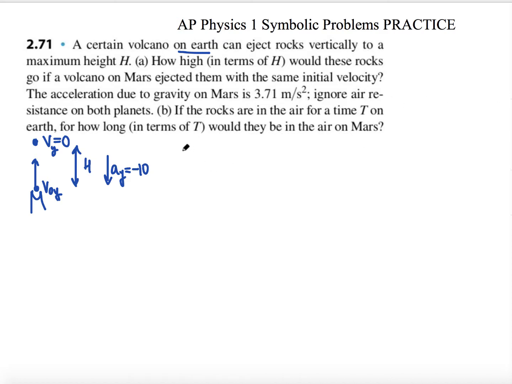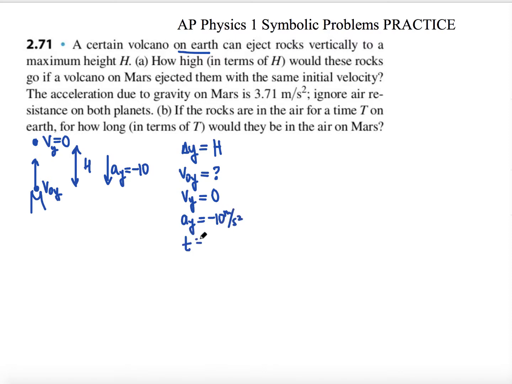So let's organize this information, just like we would in a kinematics problem. Since it's vertical kinematics, we'll start with delta y, which we know is height, capital H. We know v initial y is there, well, it's unknown for us. We know that our final y velocity for this is 0. And we know that our acceleration is just negative 10 meters per second squared.